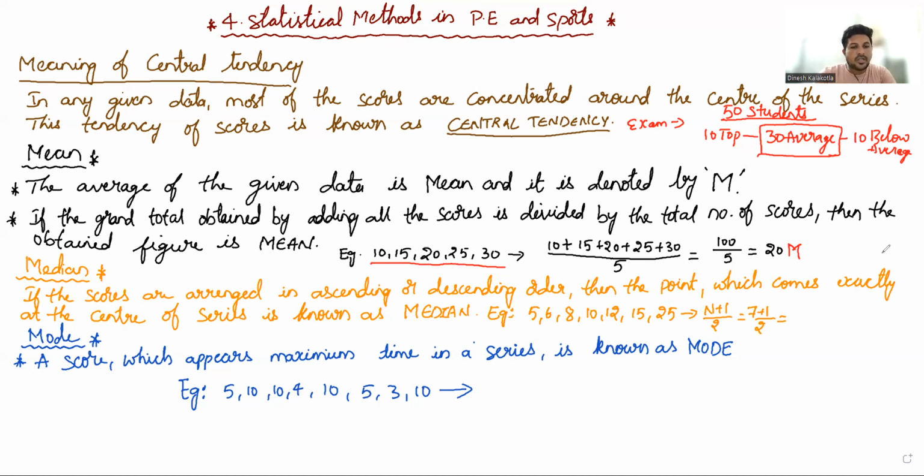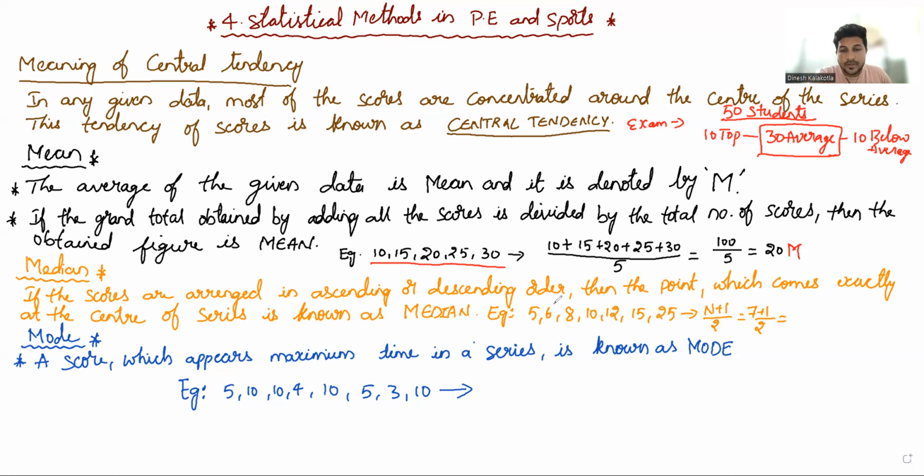If the scores are arranged in ascending or descending order, then the point which comes exactly at the center of the series is known as median. When the data is given, first write it in ascending or descending order. In the example, 5, 6, 8, 10, 12, 15, 25 is written in ascending order. Ascending order means writing the given data from lowest to highest, and descending is from highest to lowest.